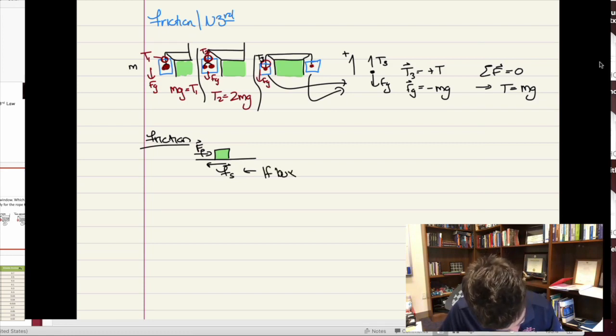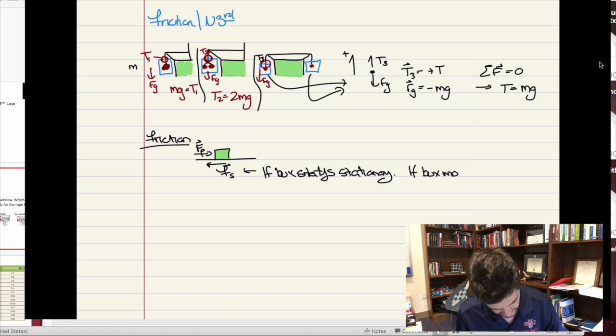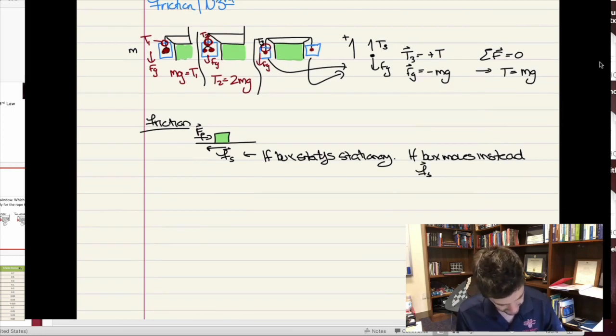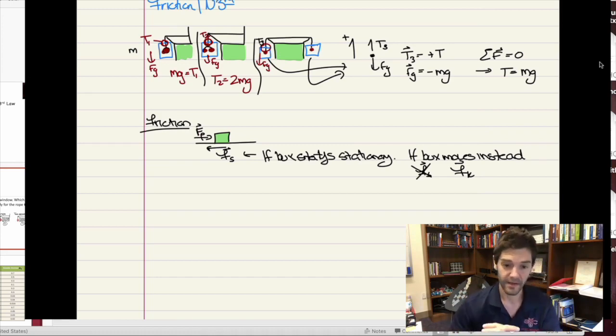If the box stays stationary. If the box is unable to remain stationary, if the box moves instead, then you don't use F sub S, you then use the kinetic friction force, F sub K. Friction that is occurring during some sort of kinetic motion, where static friction is dealing with objects that are not moving, and the friction is trying to keep it that way. Kinetic friction is trying to bring things to a static state, to rest.